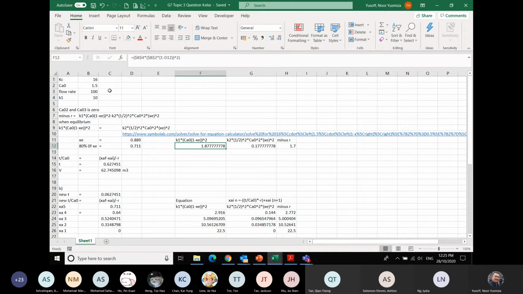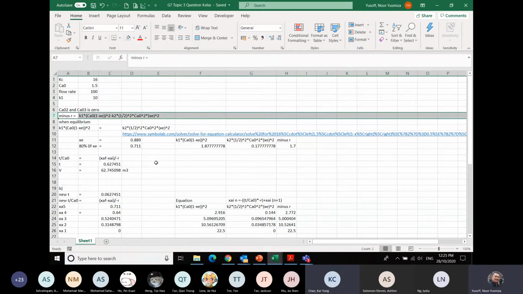Okay, so this is the condition of the experiment: initial concentration, flow rate and k1 here. First we need to find out the equilibrium conversion. Since the initial concentration of A2 and A3 is 0, the equation of the rate of reaction is like the row 7, this one.